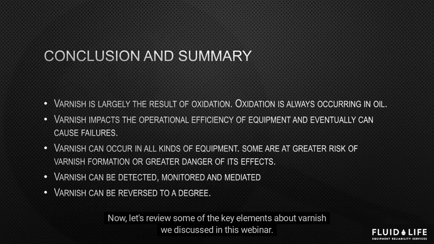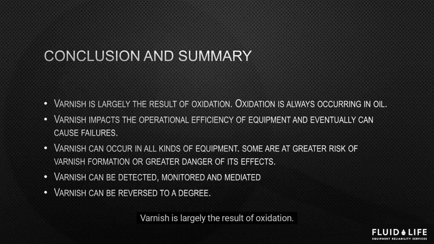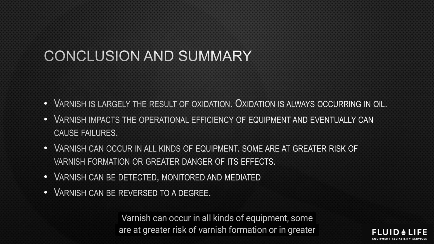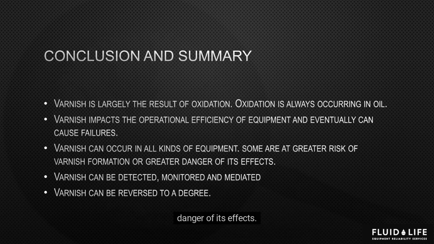Now, let's review some of the key elements about varnish we discussed in this webinar. Varnish is largely the result of oxidation. Oxidation is always occurring in oil. Varnish impacts the operational efficiency of equipment and eventually can cause failures. Varnish can occur in all kinds of equipment. Some are at greater risk of varnish formation or in greater danger of its effects. Varnish can be detected, monitored, and mediated. Varnish can be reversed to a degree.